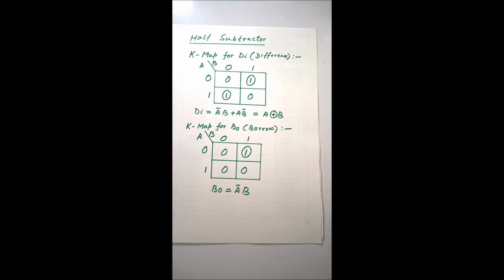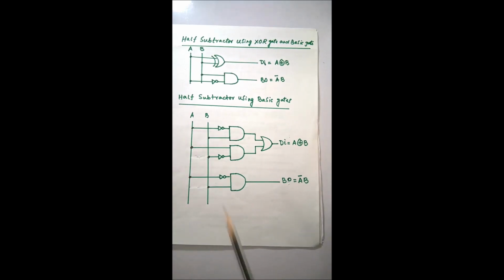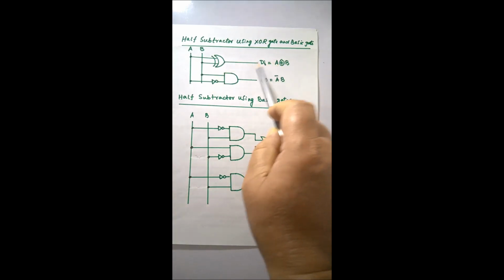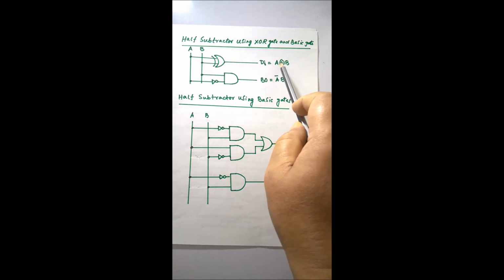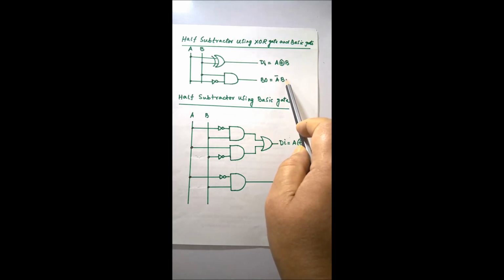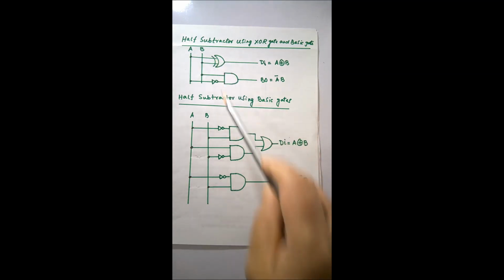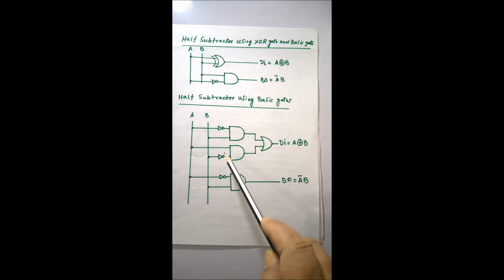From this relationship, we have drawn the circuit diagram. You can look at that. Therefore, here, difference equals A XOR B and borrow equals A complement into B. And therefore, we have to implement this only with the basic gates. Therefore, the XOR gate has been replaced with the basic gates that we will be implementing in the lab.